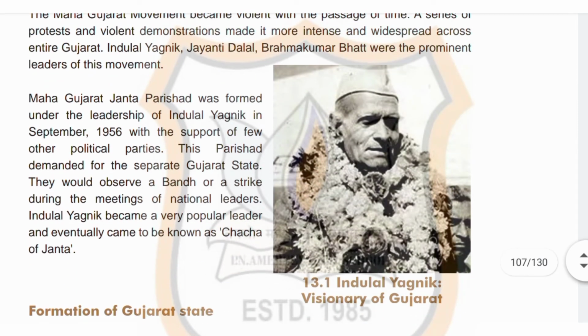Maha Gujarat Janta Parishad was formed under the leadership of Indulal Yagnik in September 1956 with the support of a few other political parties. This Parishad demanded a separate Gujarat state. They would observe a bandh or a strike during the meetings of national leaders. Indulal Yagnik became a very popular leader and eventually came to be known as Chacha of Janta.